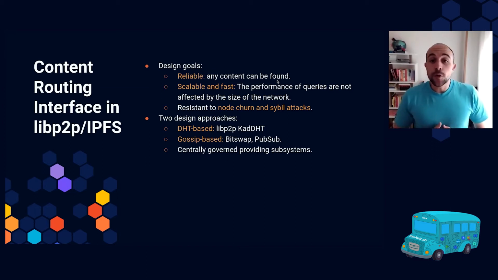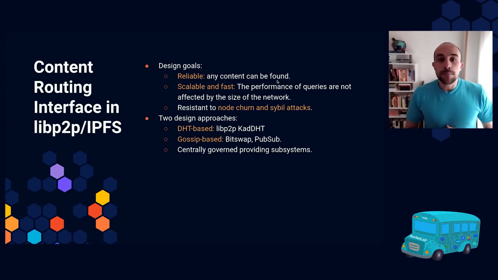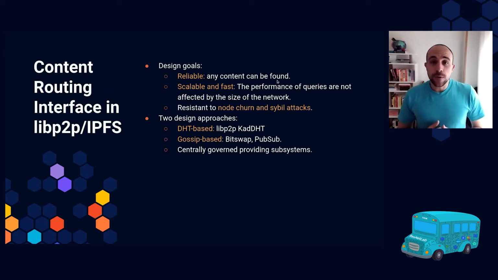In IPFS, we have two main approaches in place to implement the content routing interface. First, the main one, which is a DHT-based approach, implemented through an adaptation of the Kademlia DHT. And then we have different gossip-based approaches that we can also use for content routing, like the implementation of different PubSub algorithms, and Bitswap. Bitswap is the main content exchange protocol in IPFS, and it uses a gossip-based content routing approach to find content in parallel to the DHT. We'll see in further modules in depth how this Bitswap protocol works.